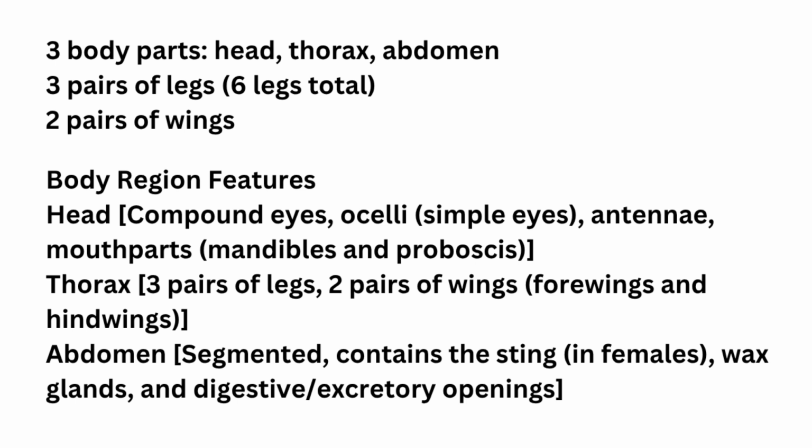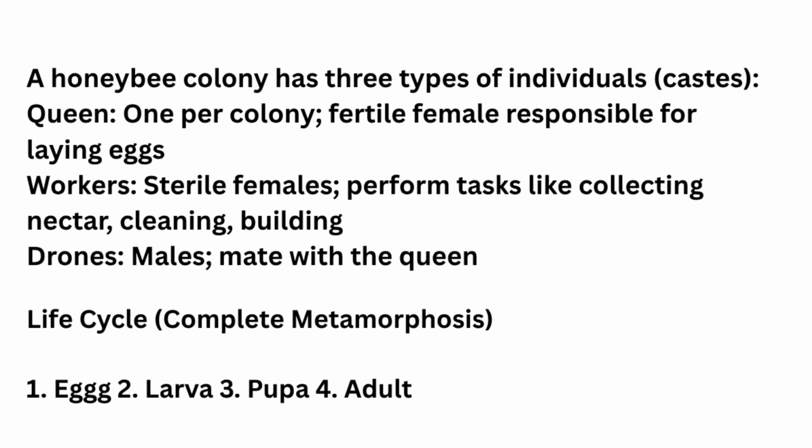Now for the abdomen, it is segmented and contains the sting. The venom, or the chemical or the enzyme, is found in the abdomen. The abdomen also contains the wax gland and the digestive and excretory openings. Now this part is very important.